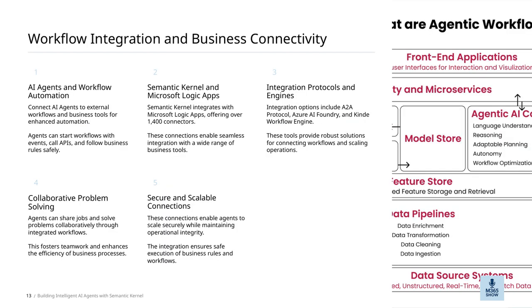Now, let's talk about how workflow integration and business connectivity play a crucial role in building intelligent AI agents with Semantic Kernel. These connections are fundamental because they enable our agents to scale securely while maintaining operational integrity. Essentially, they make sure that as our systems grow, they remain safe and reliable. This integration also helps ensure that business rules and workflows are executed safely, so we can trust that our automation processes are consistent and compliant. It's about creating a secure foundation for all our operational activities.